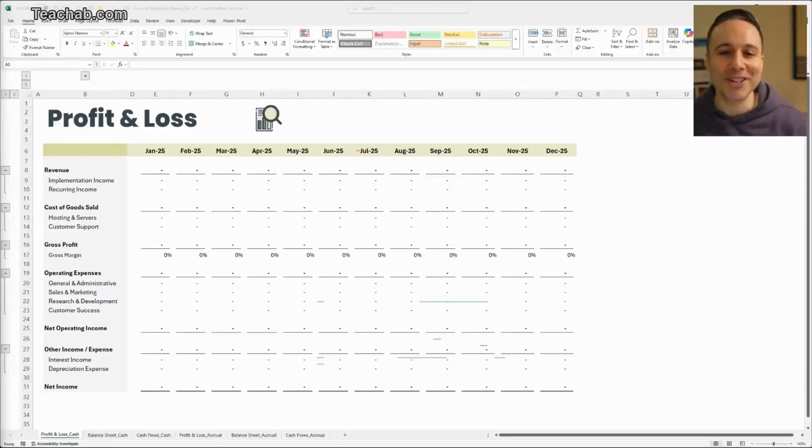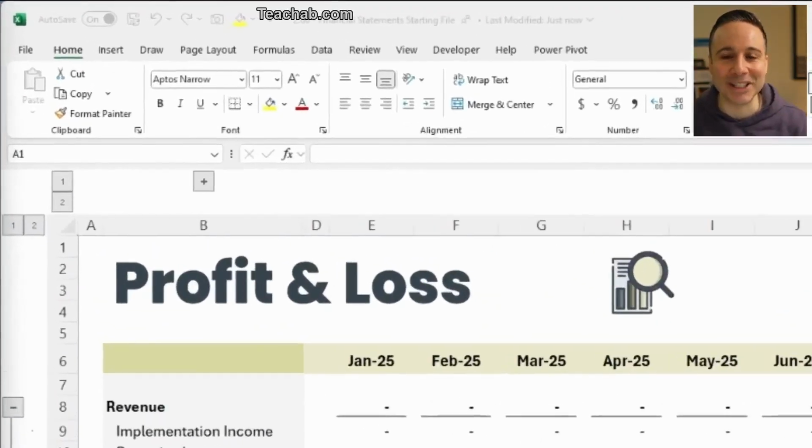Welcome to our very first interactive session. In this homework problem, we'll get the chance to take all of our learnings from the prior section on understanding financial statements and apply them into these Excel files.